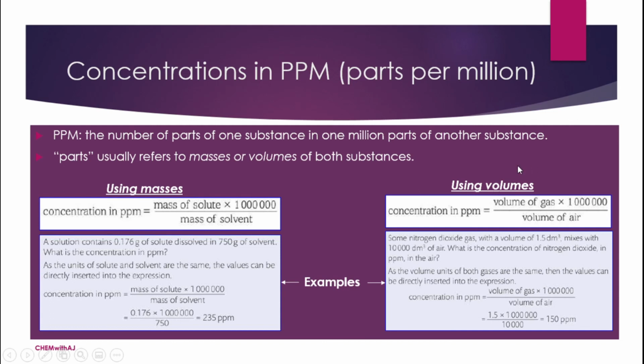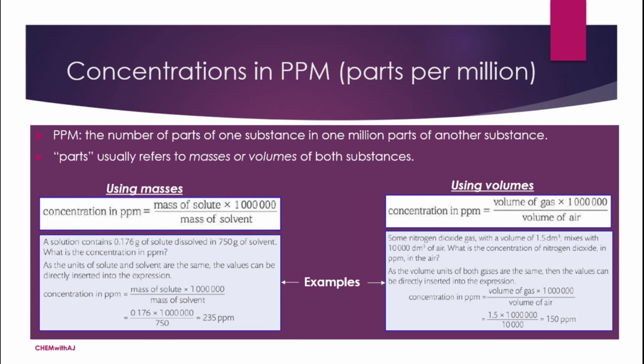Then we move on to concentration in parts per million using volumes. Volume concentration in parts per million is the volume of the gas over the volume of air. Air is a mixture of different gases. So in this example, nitrogen dioxide gas with a volume of 1.5 dm cube mixes with 10,000 dm cube of air. What is the concentration of nitrogen dioxide in parts per million in the air?